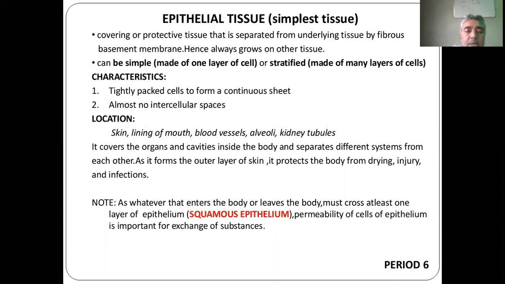It covers the organs and cavities inside the body and separates different systems from each other. As it forms the outer layer of skin, it protects the body from drying, injury, and infection. These are the functions of the epithelial tissue. It protects the body from drying, injury, and infection, as whatever enters or leaves the body must cross at least one layer of epithelium, squamous epithelium.